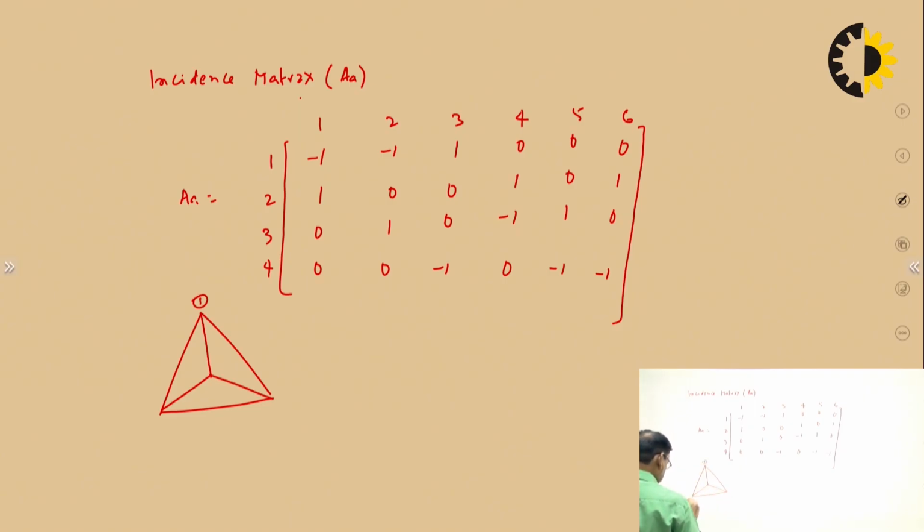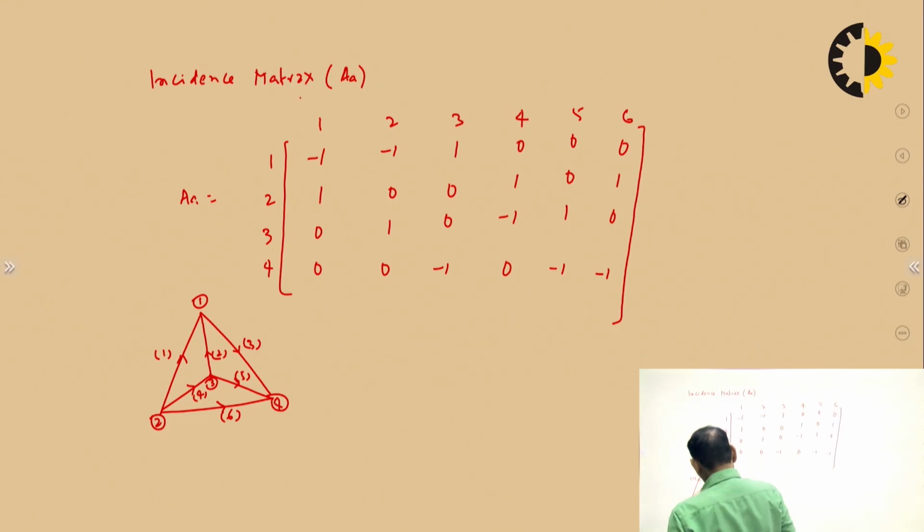This is 1, this is your 2, this is your 3, and this is your 4. So it is 1, branch number 1, branch number 2, branch number 3, branch number 4, branch number 5, branch number 6. So look at branch number 1.